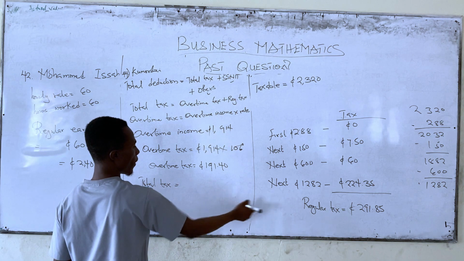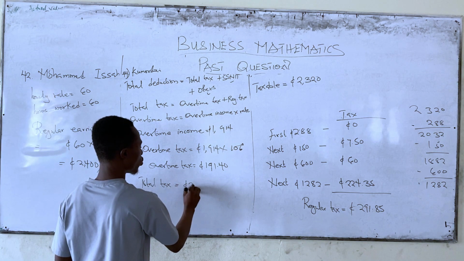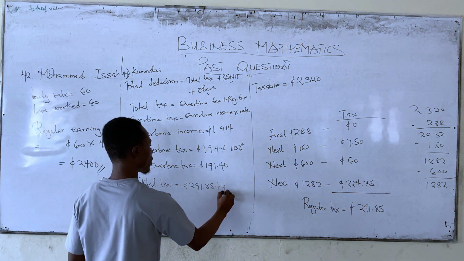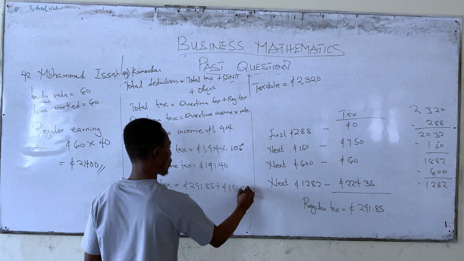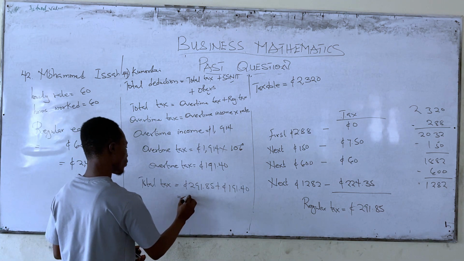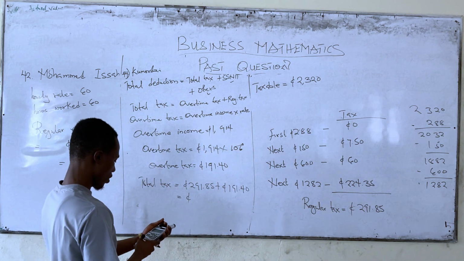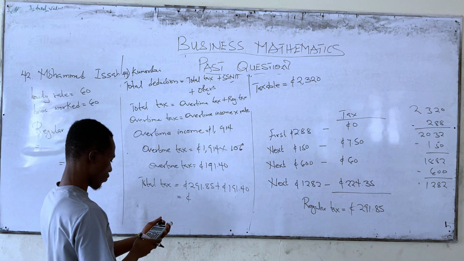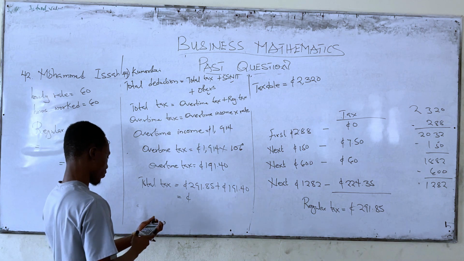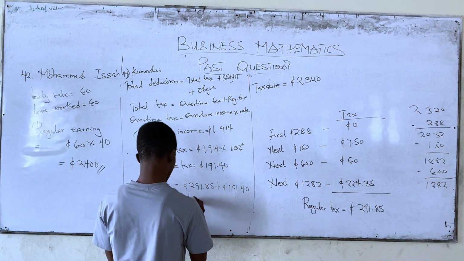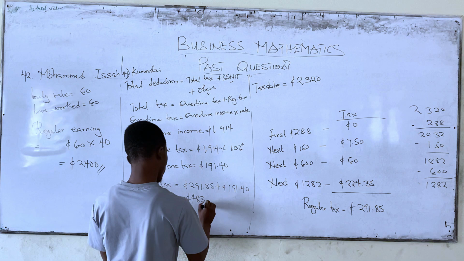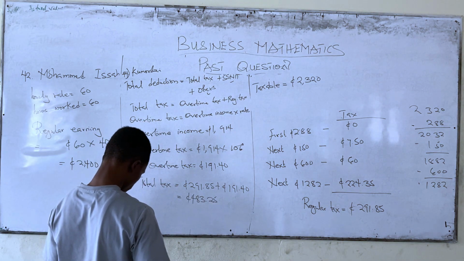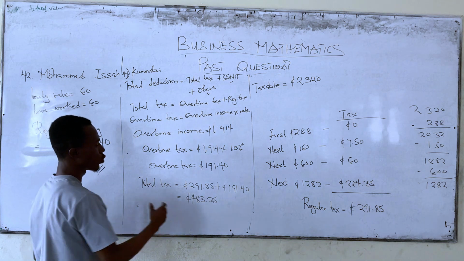So let's say your total tax is equal to the regular tax, which is 291.85, plus the overtime tax, which is 191.40. So 291.85 plus 191.40, and that is what? 483.25. Okay, so that is the total tax.